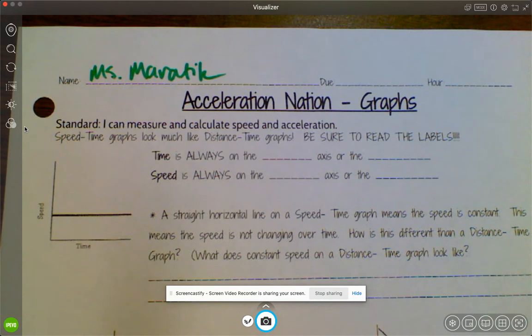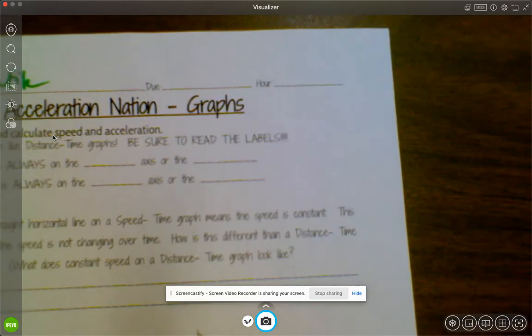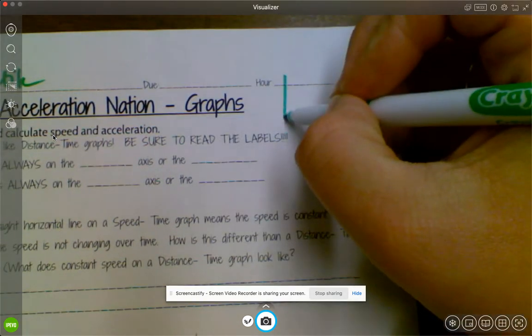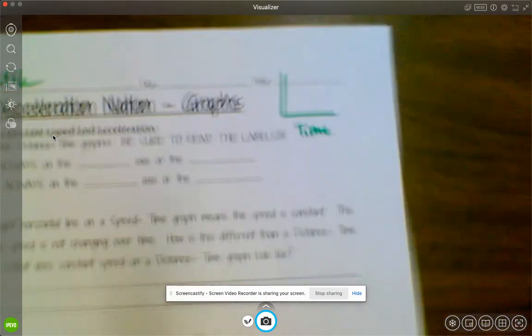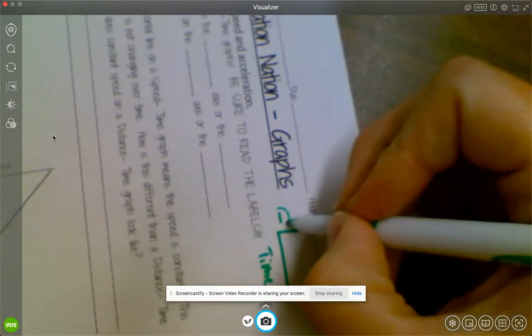We want to be able to measure and calculate speed and acceleration. Further, we want to be able to tell the difference between speed, velocity, and acceleration. So remember, we learned about speed graphs as well. And those ones were distance time graphs. So those ones looked like time, and then we had distance up the side.